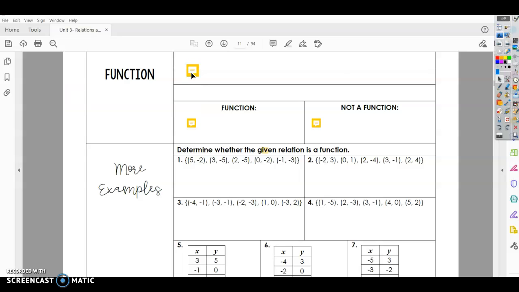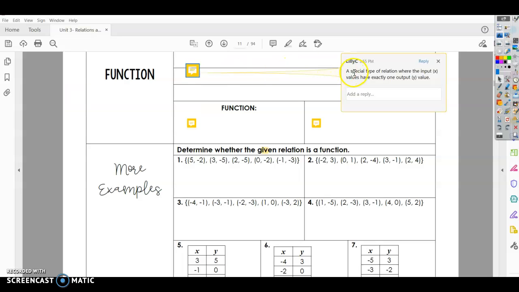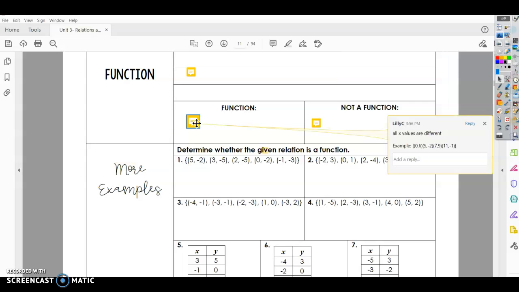Alright, I've added some sticky notes in here, so you're going to take notes looking at these tabs. A function is a special type of relation where the input, or your x value, has exactly one output, or y value. Just put that in your guided notes. If I'm going too fast, just pause the video to take notes.